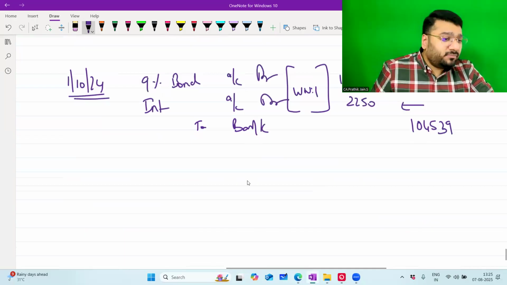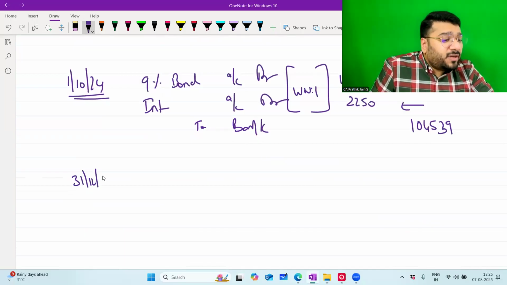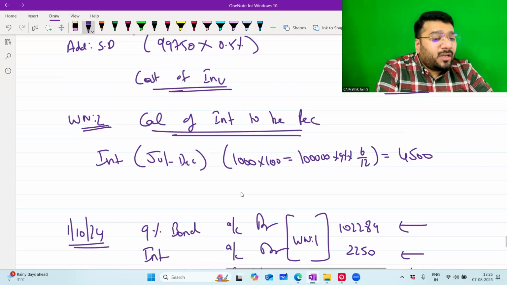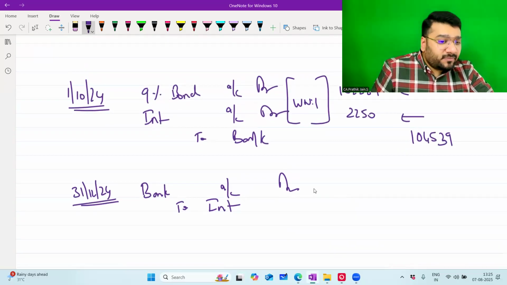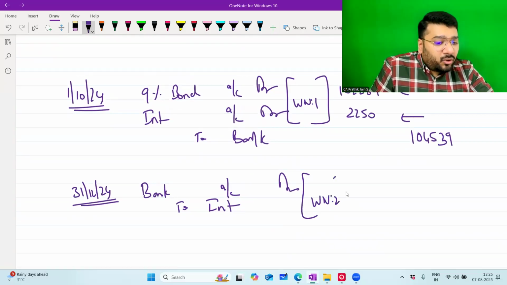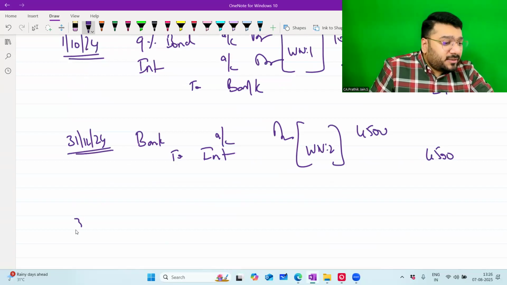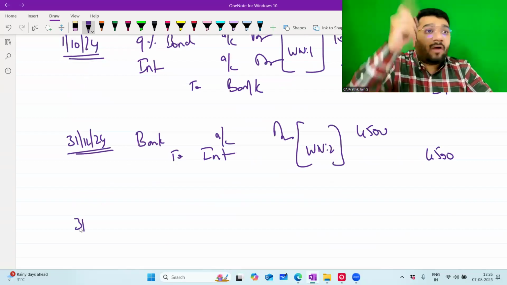Any accrued interest? No. So on 31/12/24, first you'll receive the interest from the company. So bank account debit to interest income. How much? 4,500. You already calculated it in working note number 2, 4,500. Give reference to working note number 2. And the net amount should be transferred to the P&L account. So just write the entry, the amount we will do after the ledger.